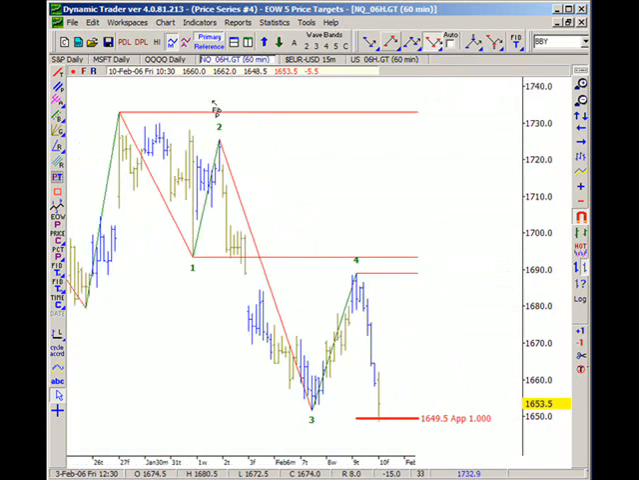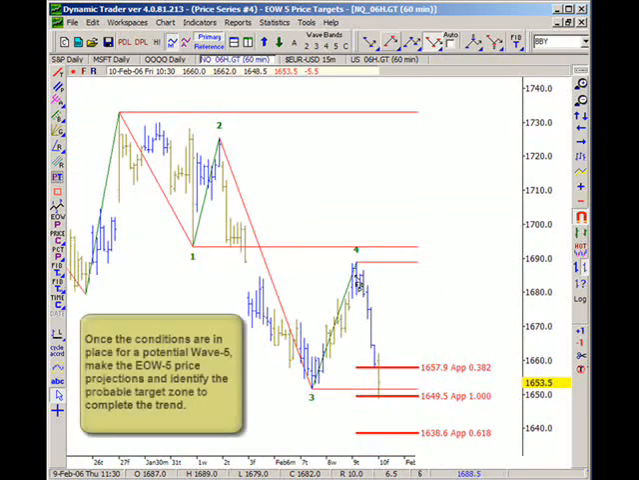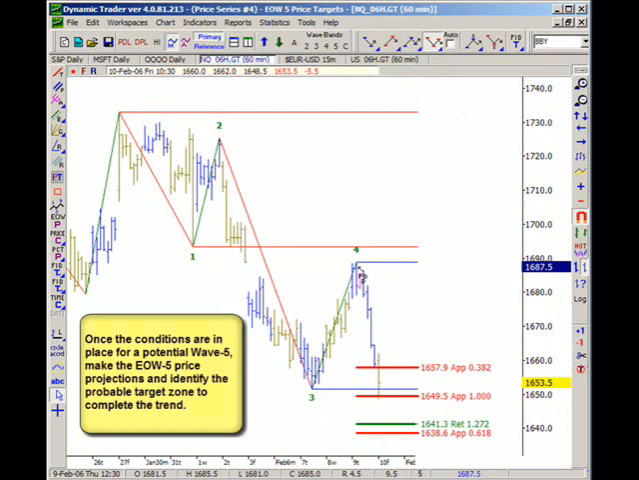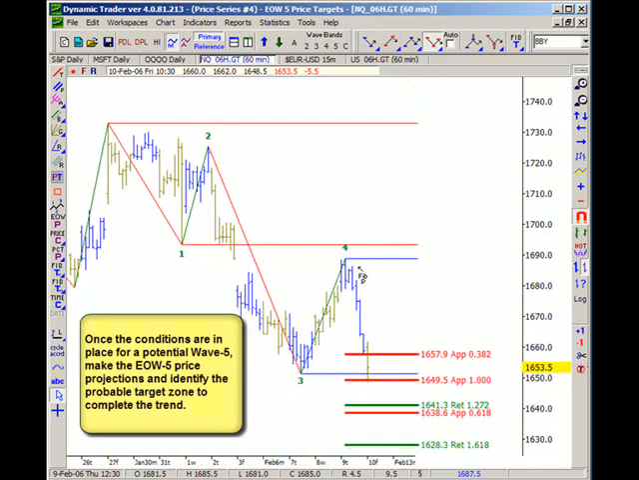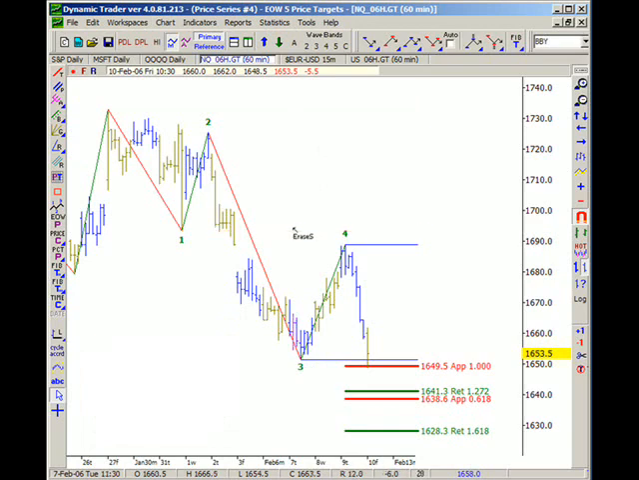Once the conditions are in place for a possible wave 5, do the 38 and 62% alternate price projections of waves 1 through 3. And then we'll do our external retracements of wave 4, the 127 and 162. And then we'll take a look at that information and say, as of the last bar in the chart, now we can get rid of that 38, it's below or above the extreme of wave 3. Clean the chart up a bit.